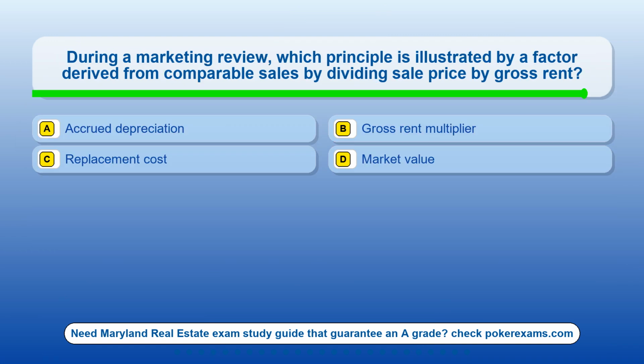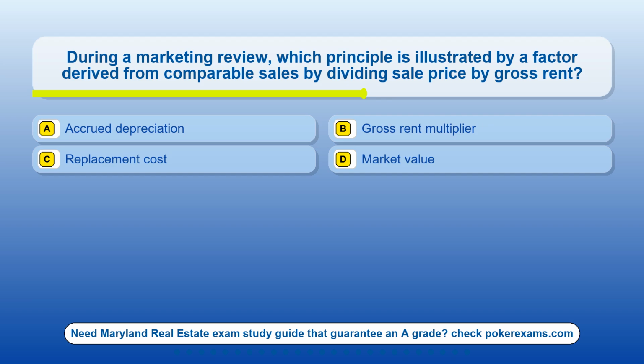Question 6. During a marketing review, which principle is illustrated by a factor derived from comparable sales by dividing sale price by gross rent? Option A, accrued depreciation. Option B, gross rent multiplier. Option C, replacement cost. Option D, market value.